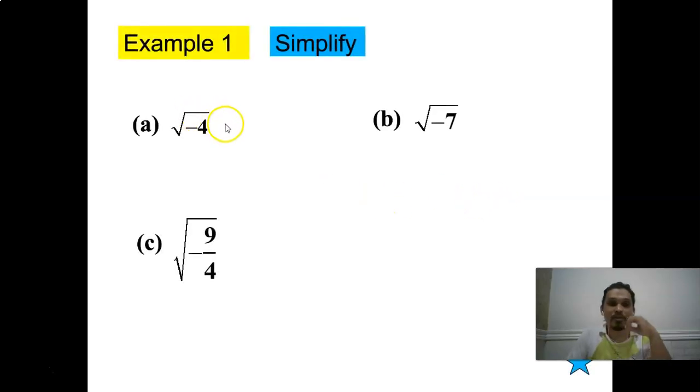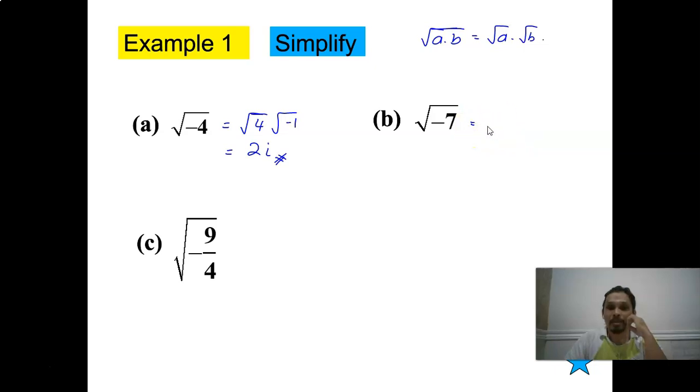Okay, so for this one here now, it is the square root of 4. Using the rule that the square root of A times B equals the square root of A multiplied with the square root of B, this one is the square root of 4 times the square root of negative 1. The square root of 4 equals 2, and the square root of negative 1 is i.